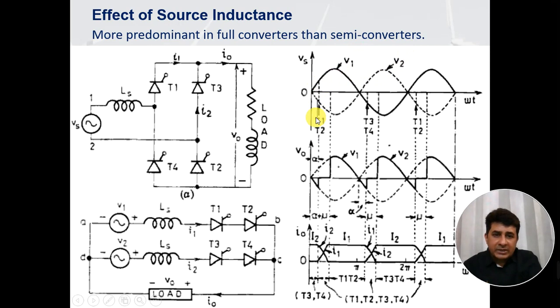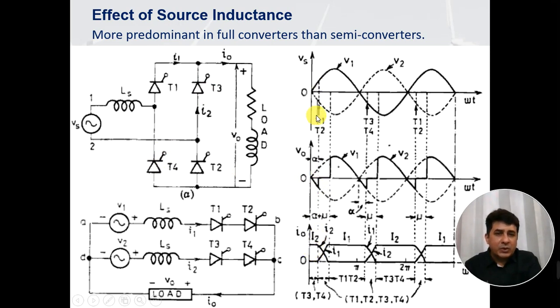Now when this voltage is given, let us say at alpha, we fire thyristors T1 and T2. So thyristors T1 and T2 are fired at alpha. Prior to it, there were two thyristors, T3 and T4, which were already conducting. Just look at this sequence.